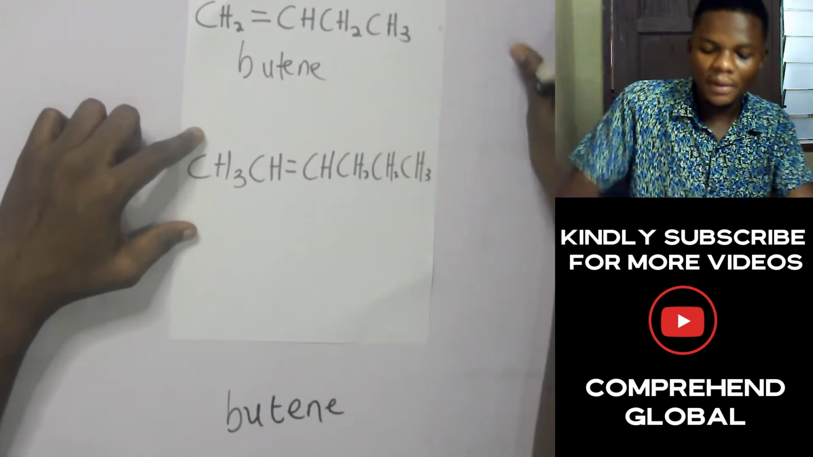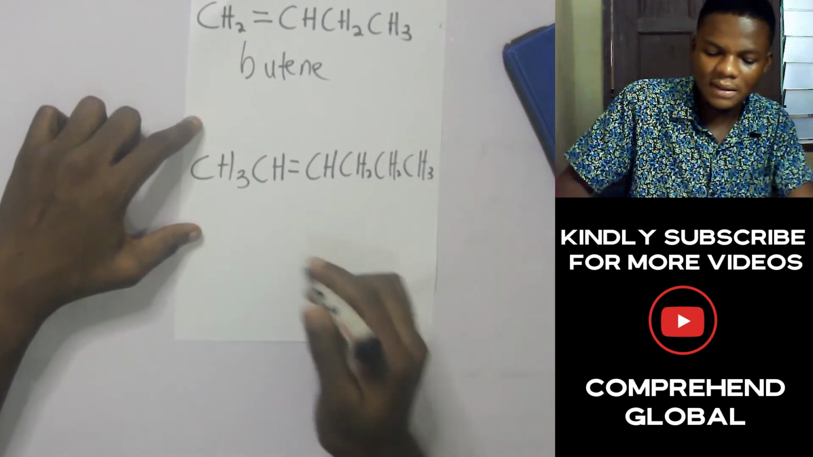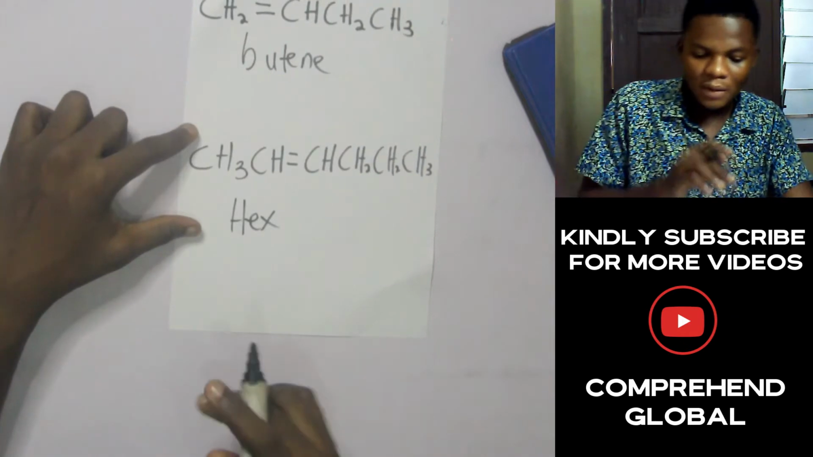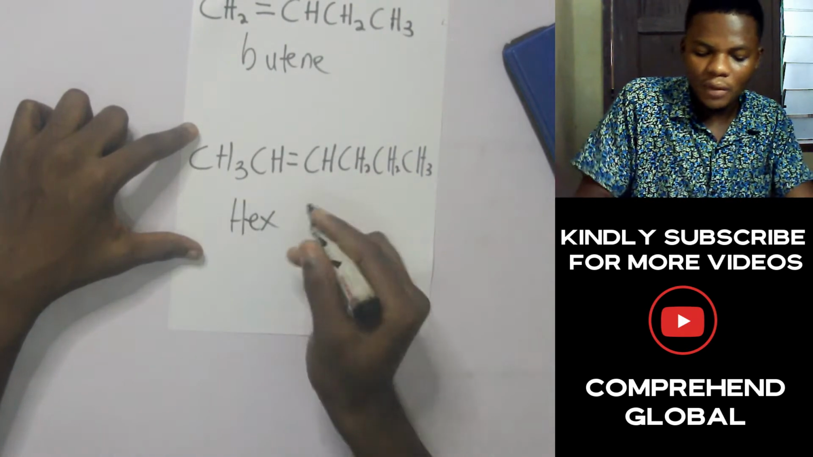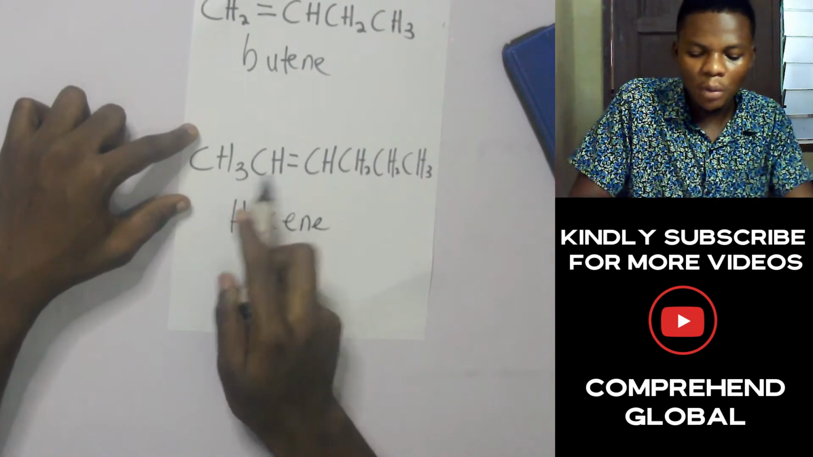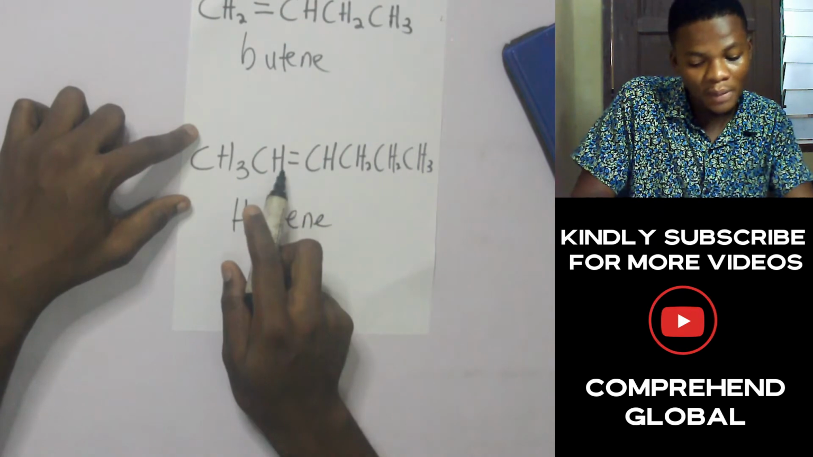That is it. And with this, the parent chain will be 1, 2, 3, 4, 5, 6, which is hex. So it will be hexene, right? But with this, the double bond is on the second one, between the second and then the third. So you pick the second one.